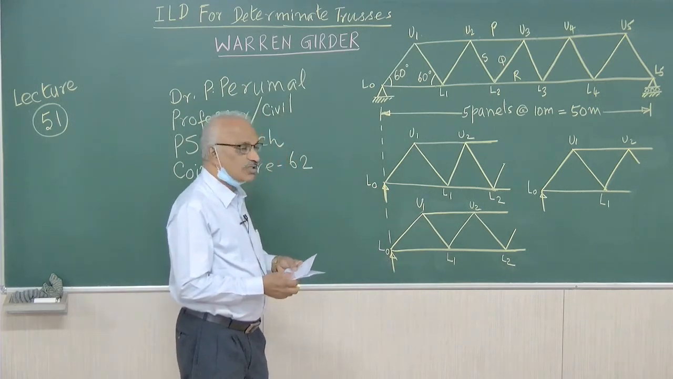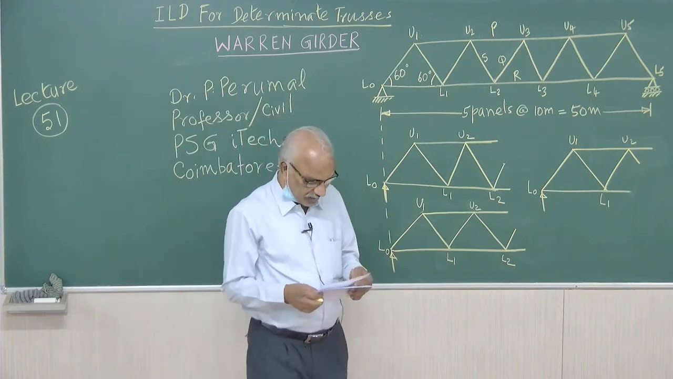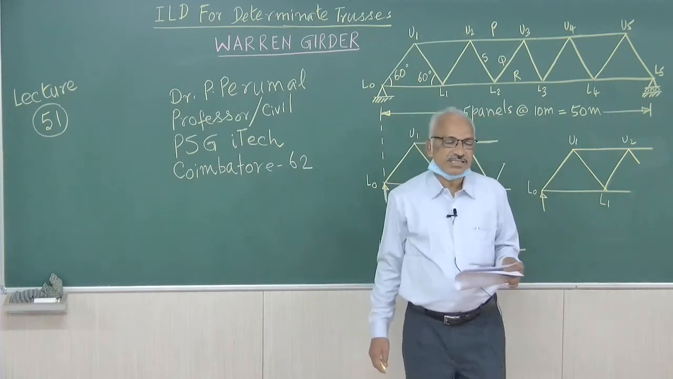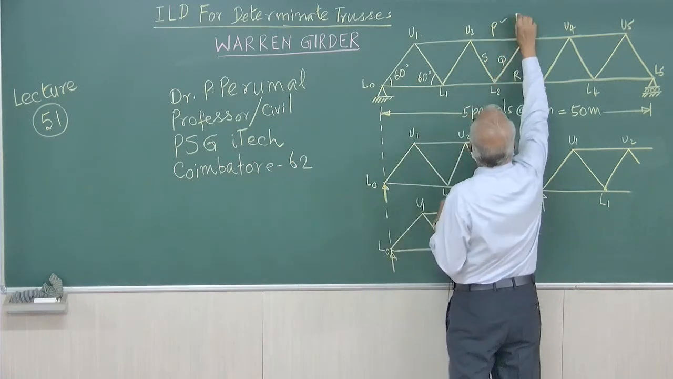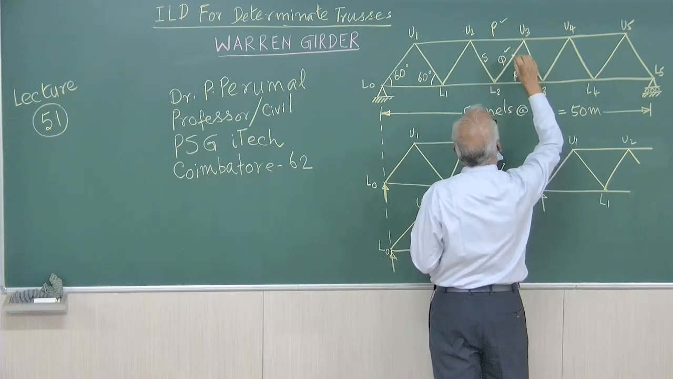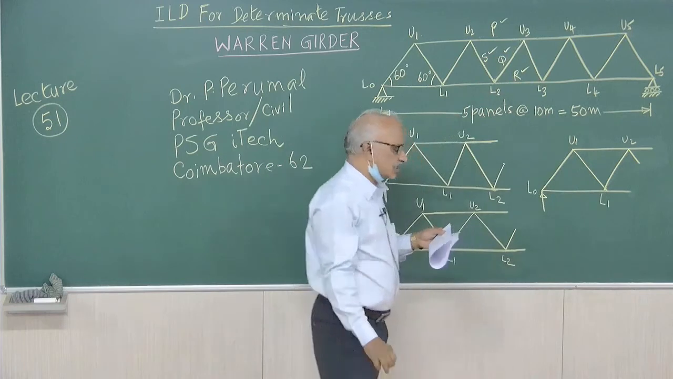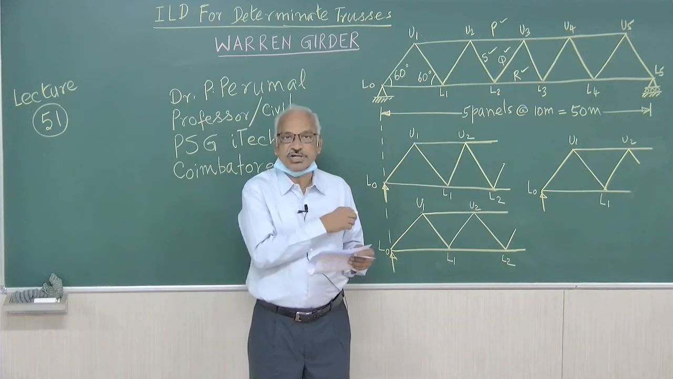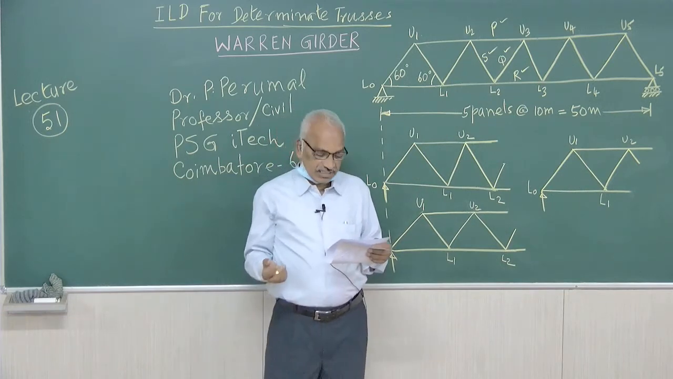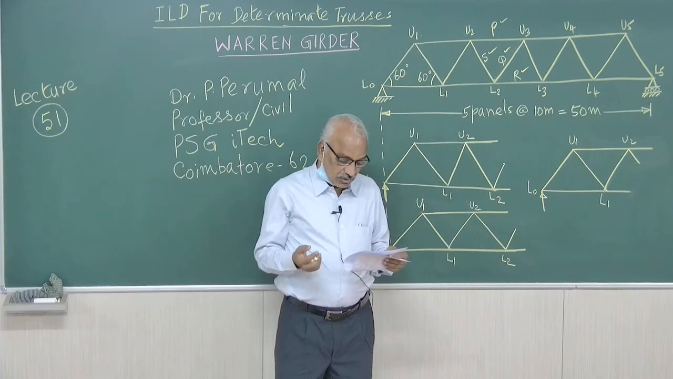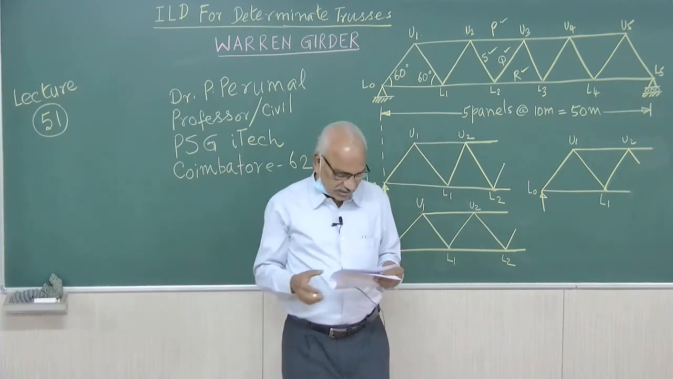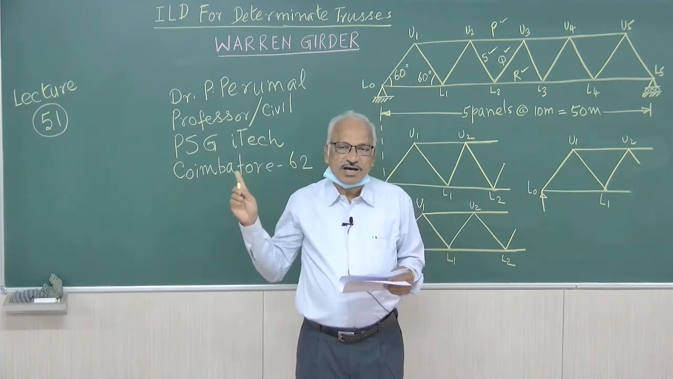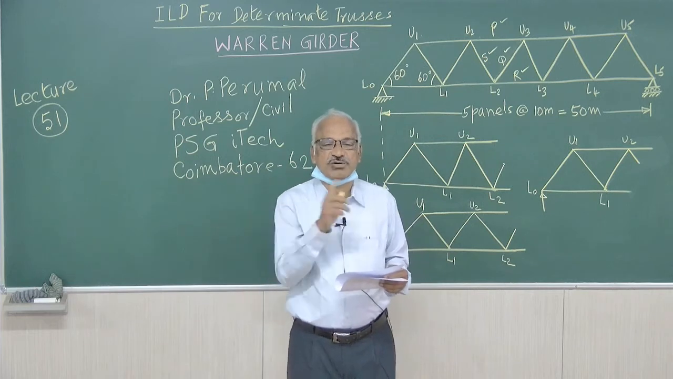Now I will read out the problem. I will not write the problem. Obtain the influence lines for the force in the members P, Q, R and S, four members of the given Warren truss shown in figure. Hence obtain the maximum forces in the members P, Q, R and S when a load of 100 kN traverses from the left end to the right end of the truss.